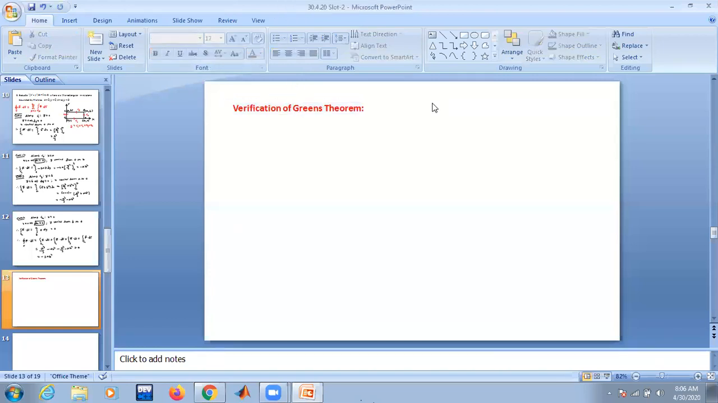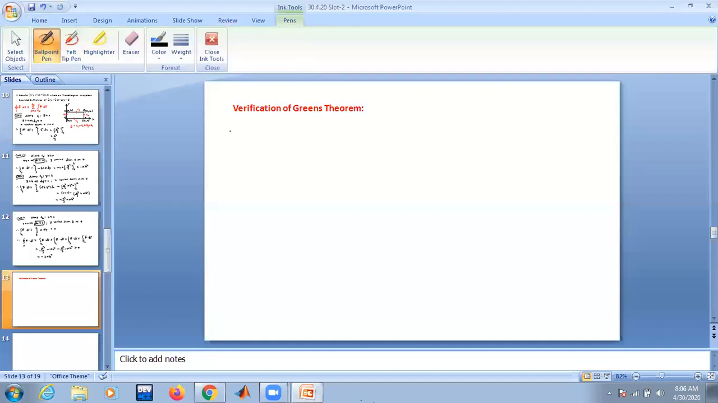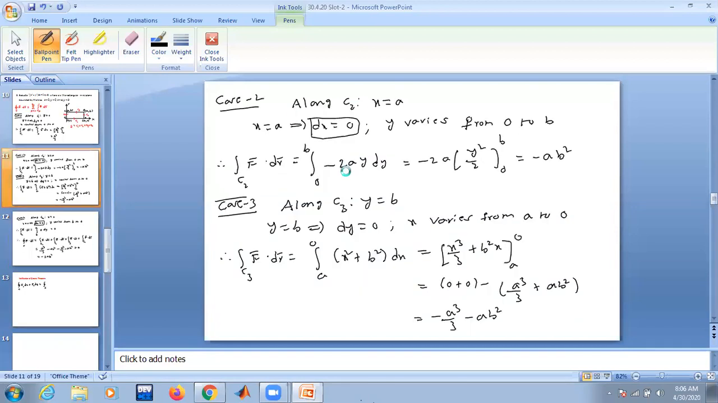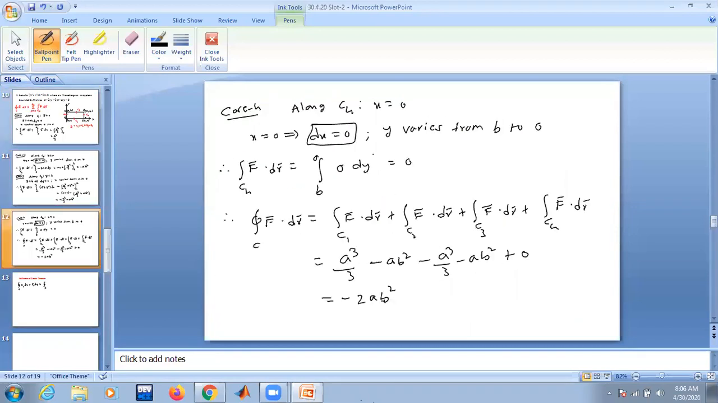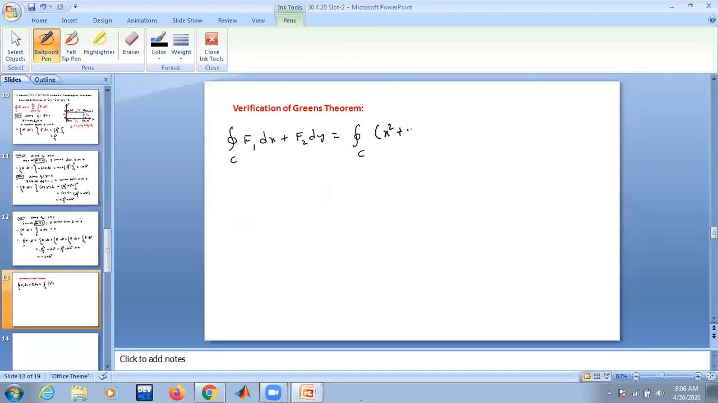Okay. So what is given now? Given is integral over C f bar dot dr bar equal to f1 dx plus f2 dy. What is the integral given to us? x square plus y square dx minus 2xy dy. Therefore f1 is equal to x square plus y square and f2 is equal to minus 2xy.